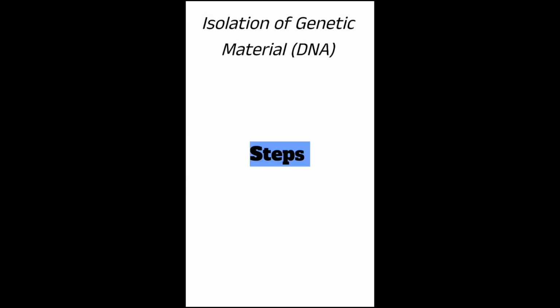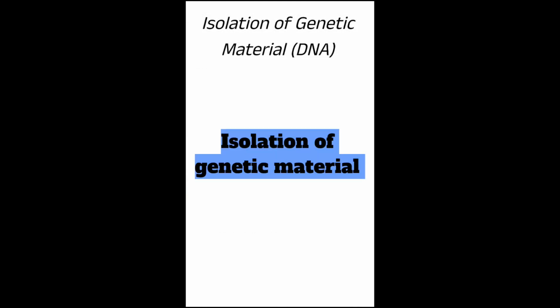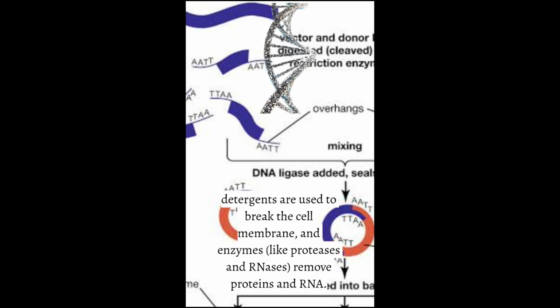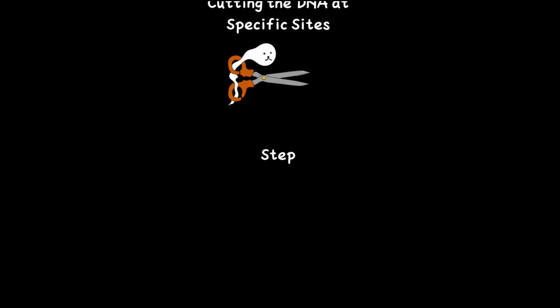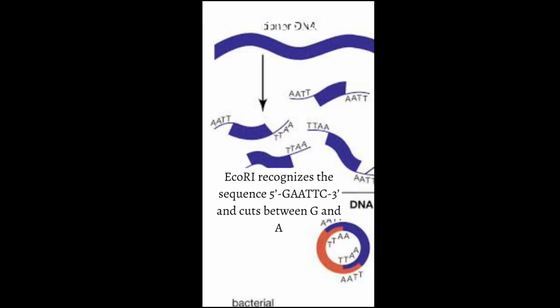First, isolation of genetic material, that is the DNA. It is extracted from the donor cell using chemicals or enzymes. Then restriction enzymes, also known as molecular scissors, are used to cut the DNA at specific sequences, and this creates fragments with sticky and blunt ends.